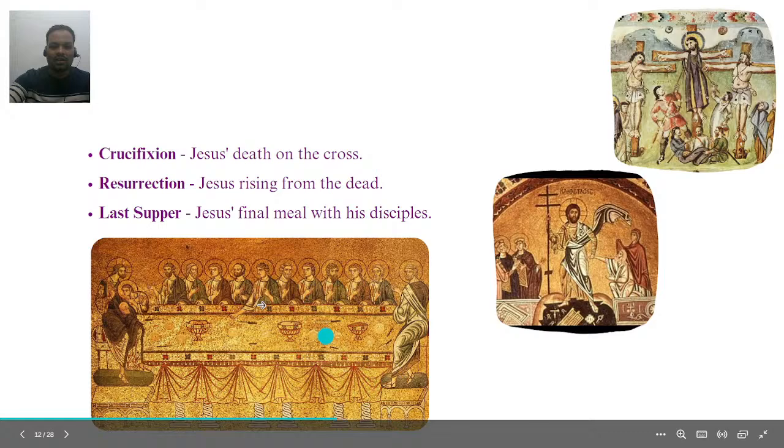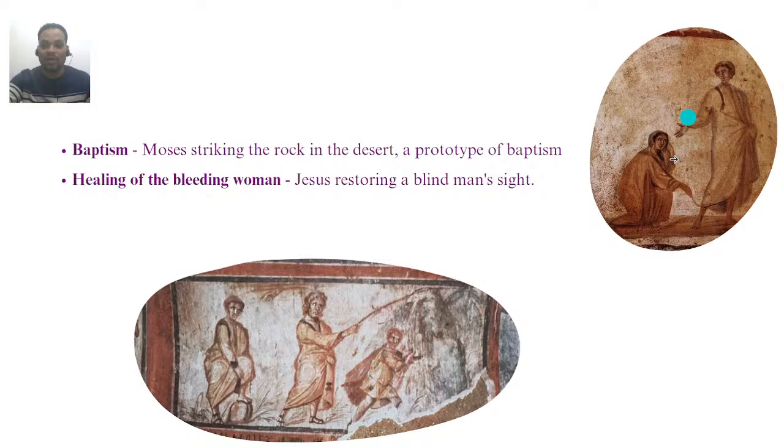Now coming to the next part, the healing of the bleeding woman. Jesus restoring a blind woman's sight... actually, Jesus healing the bleeding woman, here you can see in this picture. This is also a 2D representation of the life of Jesus Christ and incidents inspired by his life. Here also you can see the colors are very dull, and you cannot see a 3D effect in this painting. The background is very flat, and the characters are made without proportion, very flat, but still it is very important because this was the base for today's art that we do.